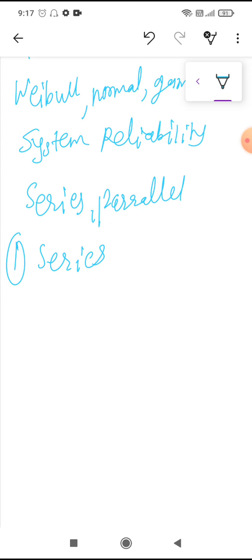So if the components of an assembly are connected in series, the failure of any one part may be reason for failure of all the assembly. So it can fail all the assembly. In such cases, the reliability of the assembly is given by the product of the reliability of individual components.